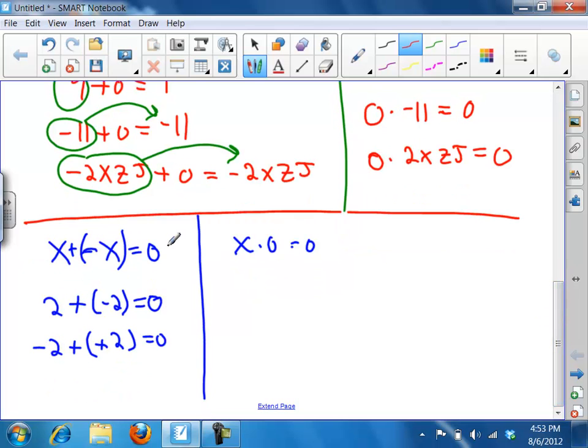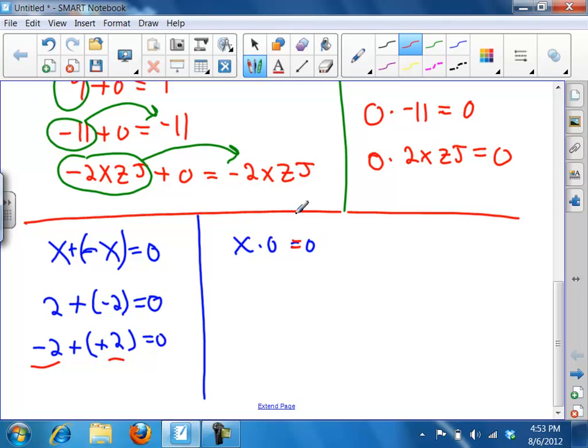A couple more. 0 property of addition, or the additive inverse. X plus the negative x is 0. 2 plus the negative 2 is 0. What if x was negative to start? Well, you'd change the sign. So negative 2 plus a positive 2 gives you a 0. Here we have x times 0 is 0.